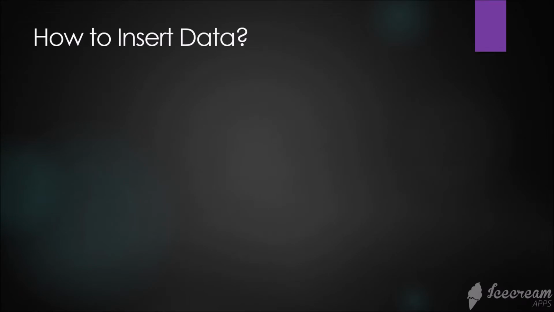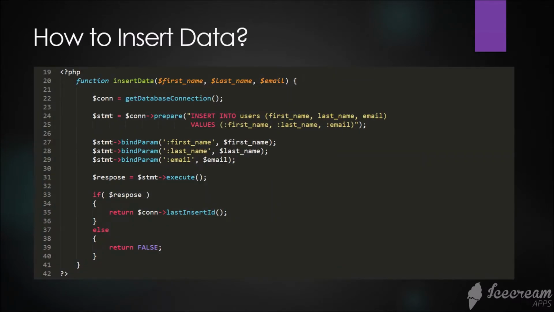Okay, so since we're already done with our database connection, now let's learn how to insert data. So we have here our sample code. I created a function which has arguments of first name, last name, and email. Okay, so first, what happens here is we try to get the database connection. Okay, then pass it to a variable con. Then since it returns an object, we do this.